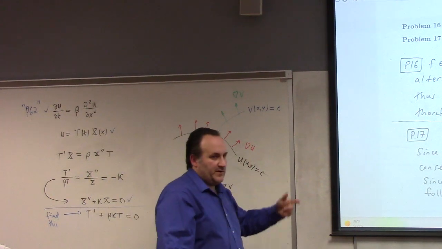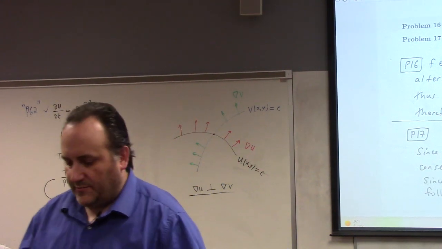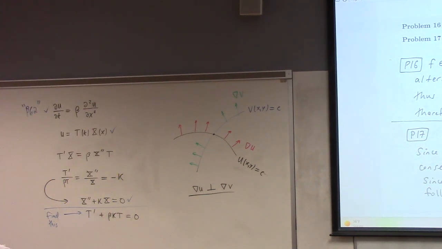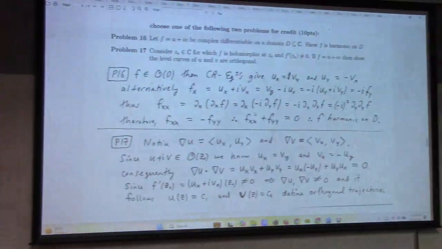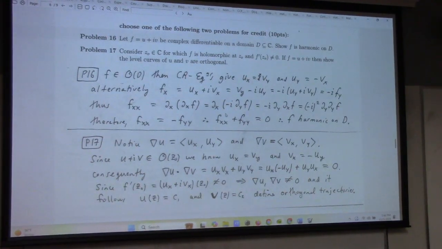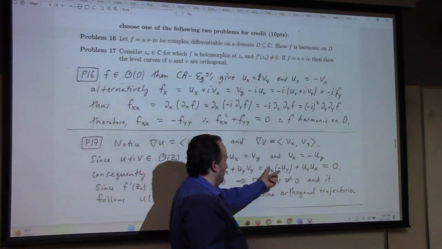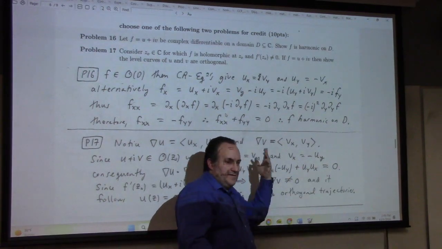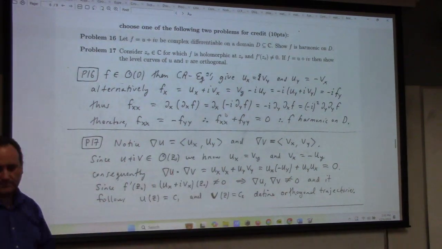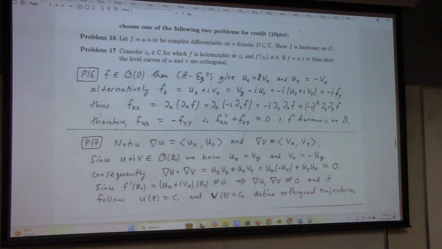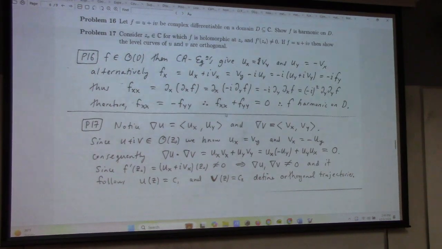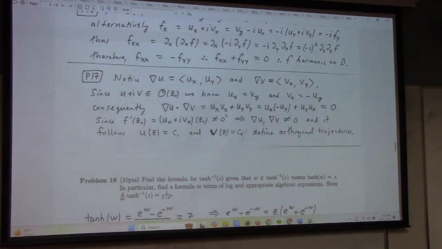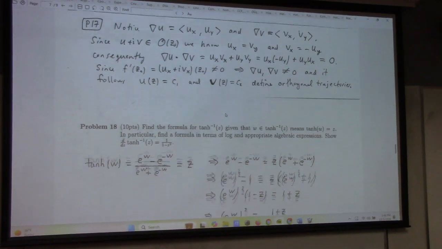What I calculate over here in the solution is simply that the dot product of the gradient vectors for u and v is perpendicular. Del u dot del v is this plus that, which by the Cauchy-Riemann equation is 0. And I let you choose your adventure here. I hope that everybody would get this right, but I don't think everyone took the gift which I tried to freely offer.